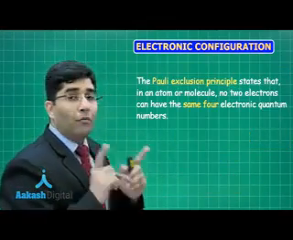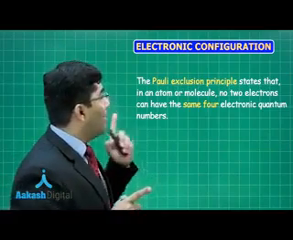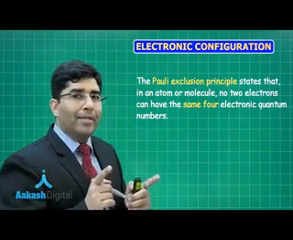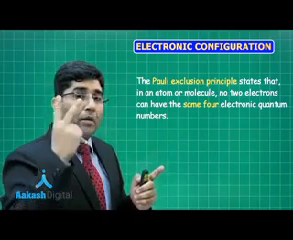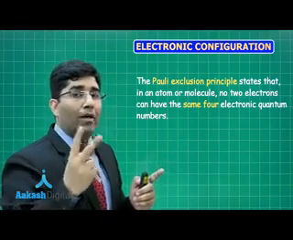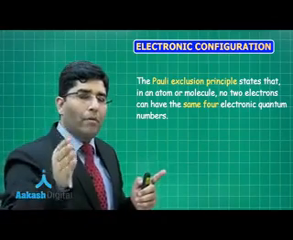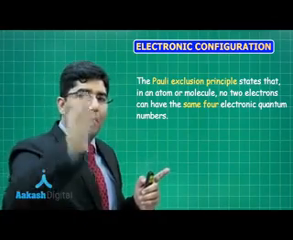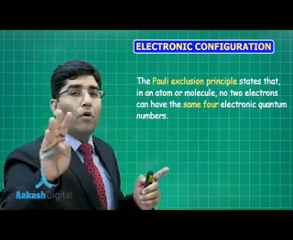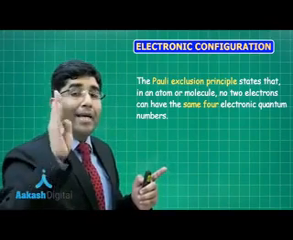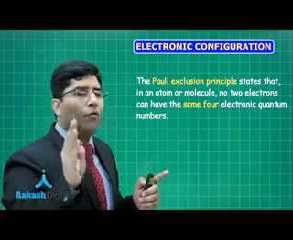Now, the fourth one. Fourth is Pauli's exclusion principle, and it says that for two different electrons, the set of all four quantum numbers, that is principal quantum number, azimuthal quantum number, magnetic quantum number, and spin quantum number, will be different. It cannot be the same. All four cannot be the same.